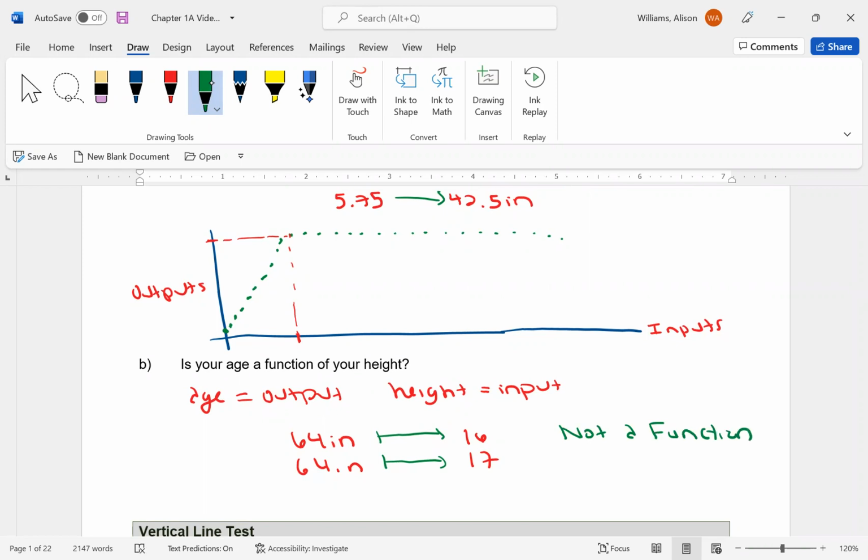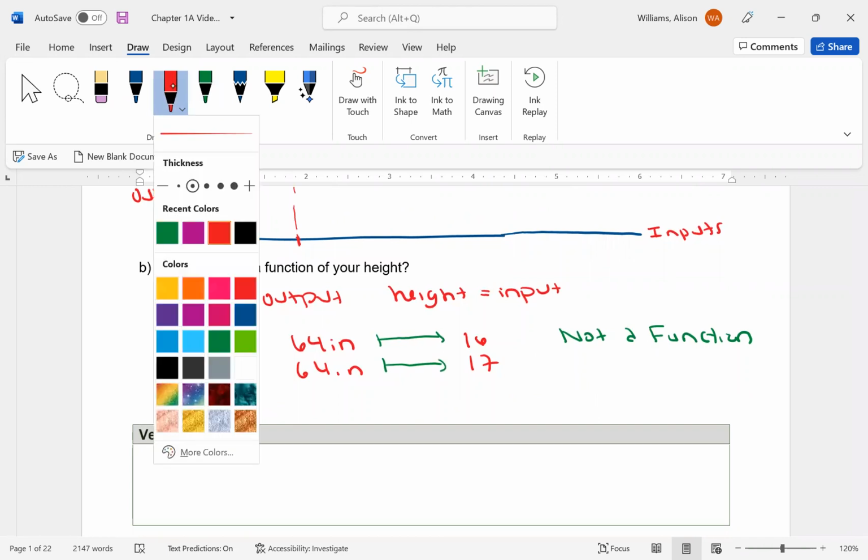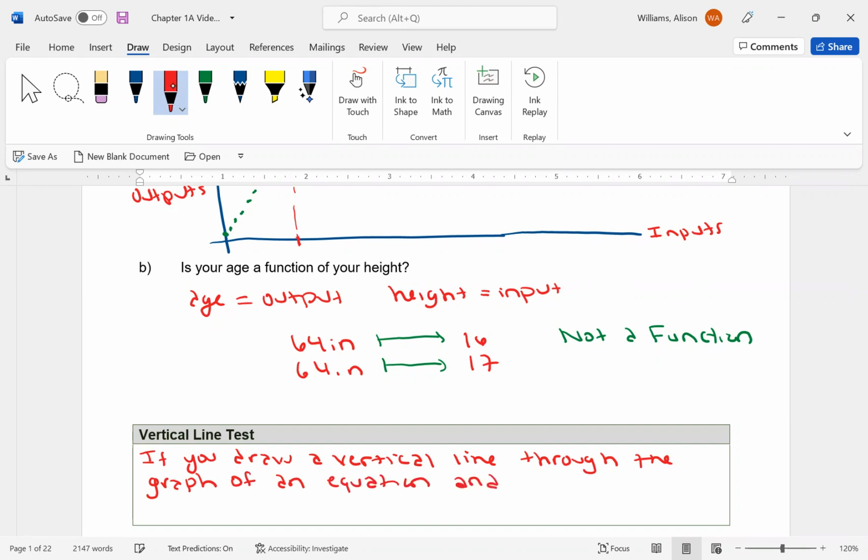And I kind of wanted to discuss the visual of the first example because I wanted to talk about the vertical line test. Vertical line test, a lot of people have seen this before, is a way of testing whether or not something is a function. So if you draw a vertical line through the graph of an equation and it touches only once, then it's a function.